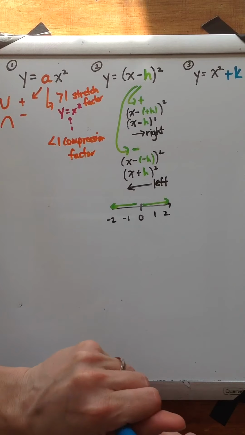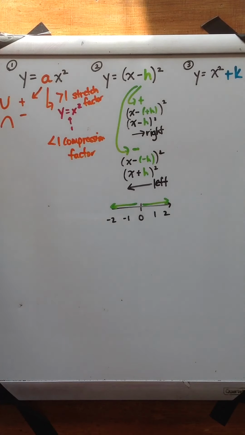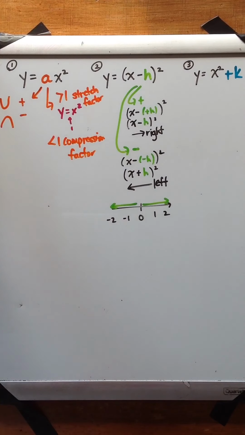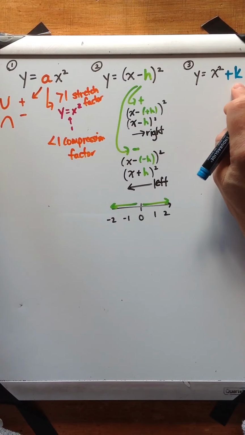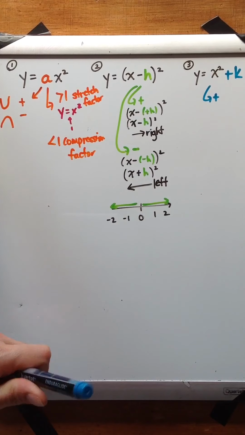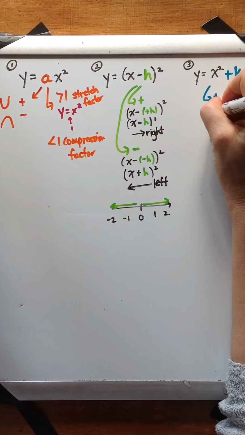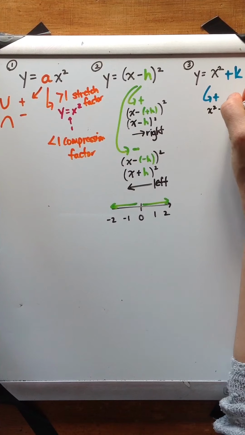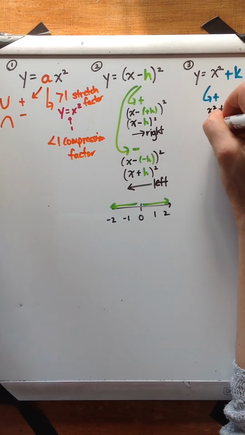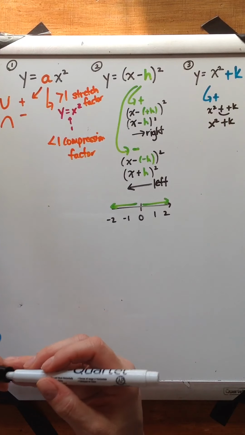Lastly, we looked at what happens to a parabola if we square x, but then we add k, or we add something to it. So again, if k is positive, that means we're going to have x squared plus a positive k value. Well, these two signs will result in us just seeing x squared plus k.